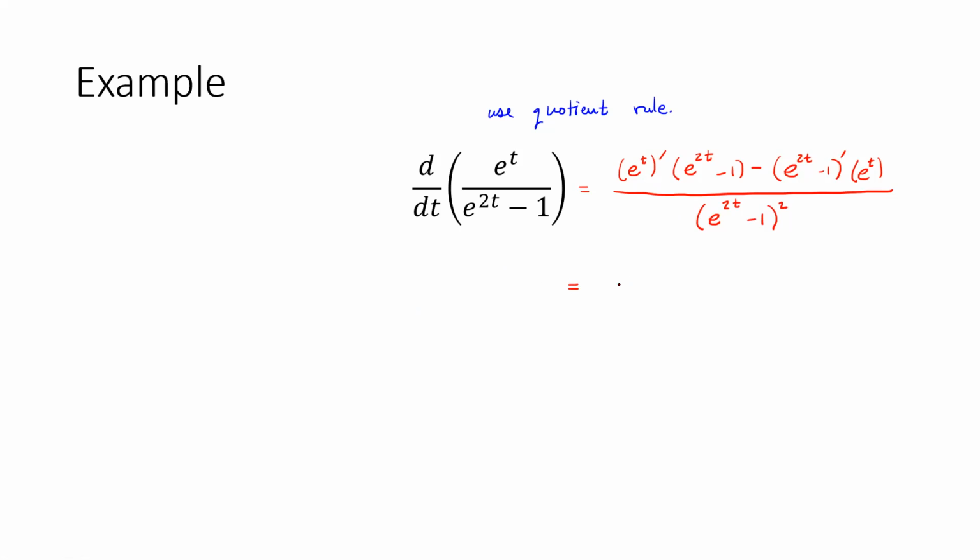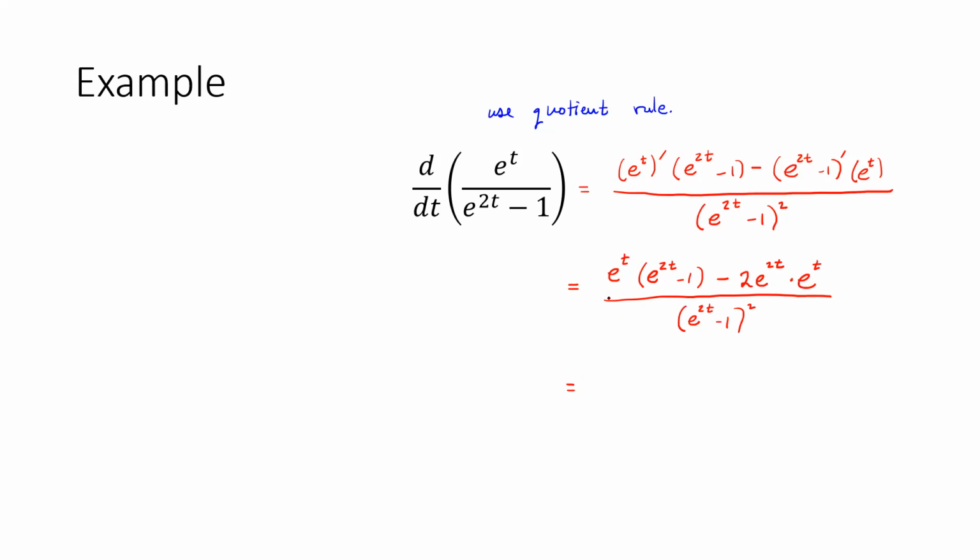So with this, we get e to the t. The derivative of e to the t is e to the t. Minus, and then this part stays the same. So minus then the derivative of e to the 2t minus 1. That'll be 2e to the 2t, because it's e to the 2t times the derivative of 2t, which is 2, times e to the t without taking a derivative, all over e to the 2t minus 1 squared.